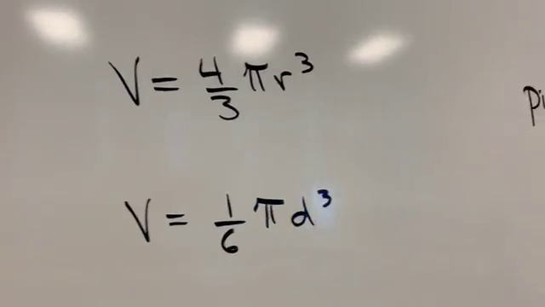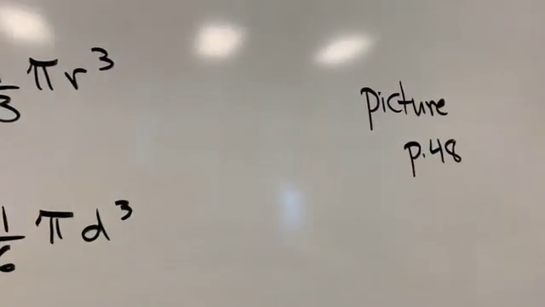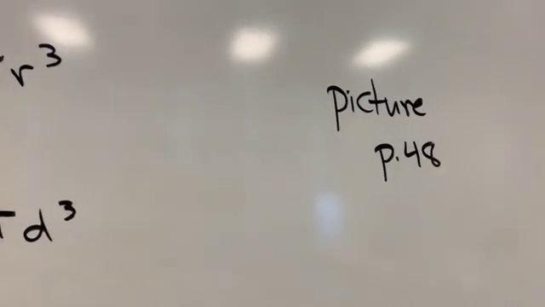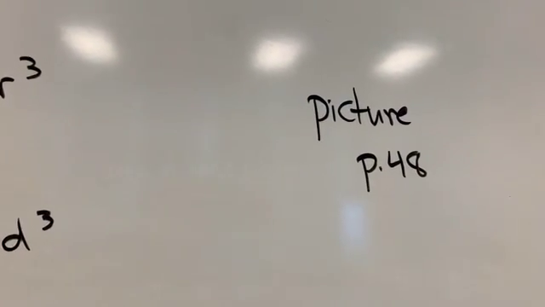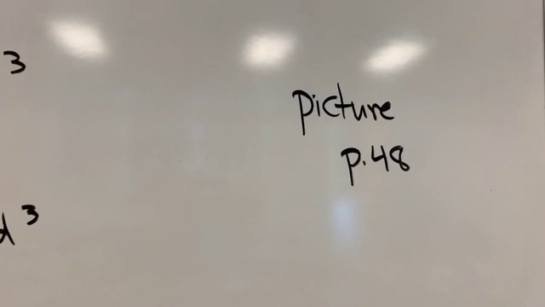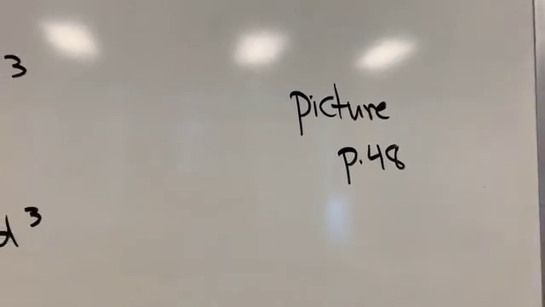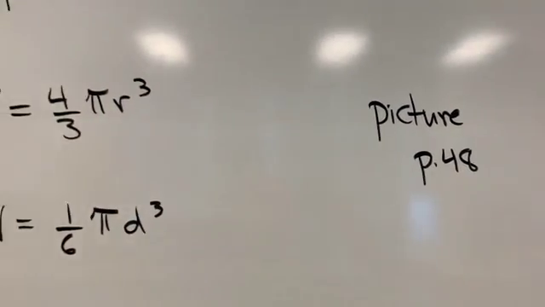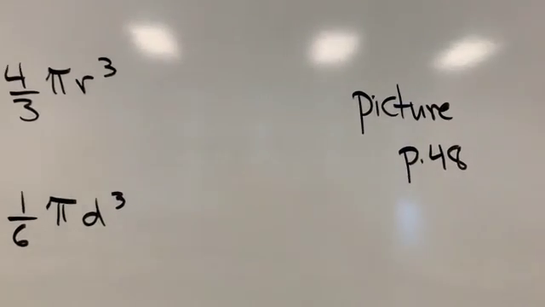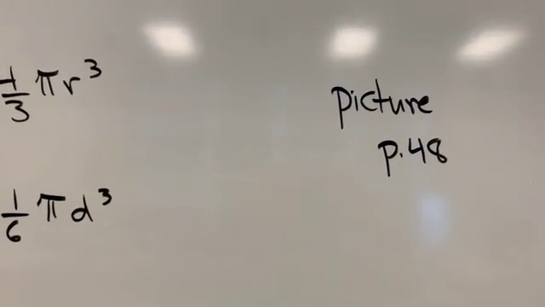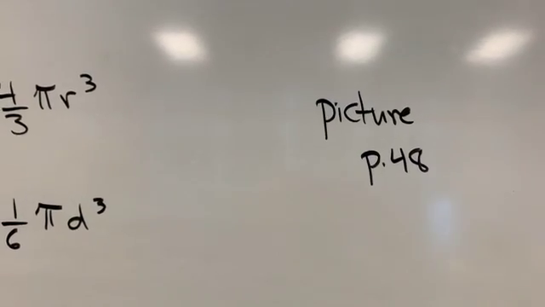There is actually kind of a nice picture on page 48 where they show you how a sphere could be considered to be a bunch of other shapes, pyramids kind of stuck together, and they show you where the volume formula comes from in some way. Not necessary for you to know that, but kind of a cool diagram that I am not capable of drawing.